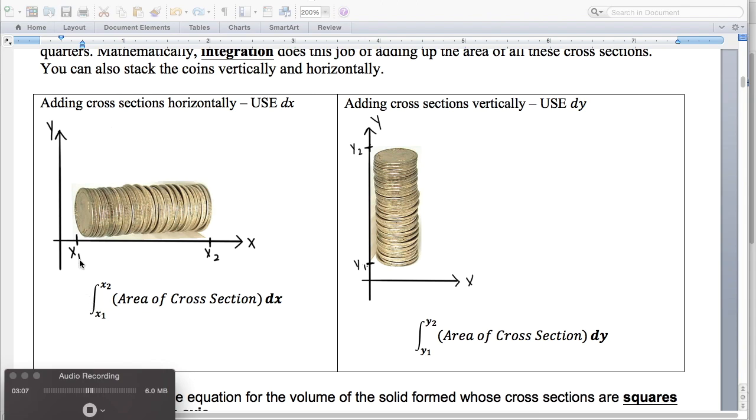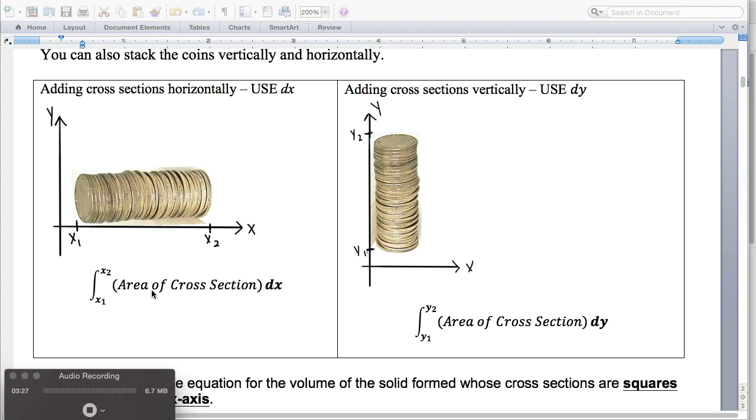In order to do this, we need to tell how far to integrate, so you need the lower limit, which is some number here, and you need to tell where to stop adding the area, which would be the upper limit. And what you'll be adding is the area of the cross sections. So we're going to do some examples of how to set up an integral like this to find the volume of various solids.